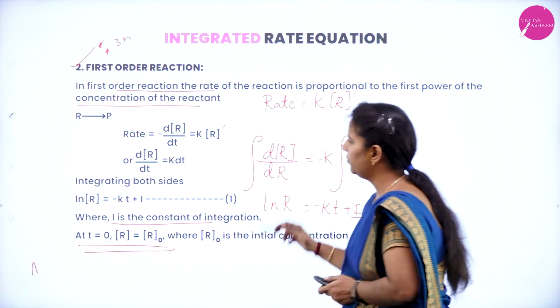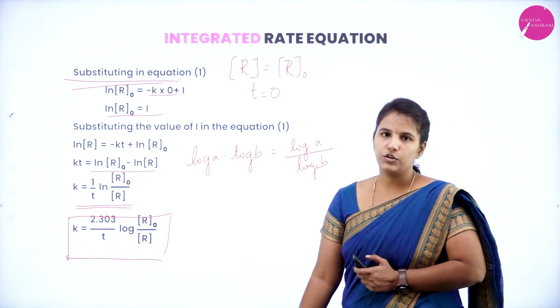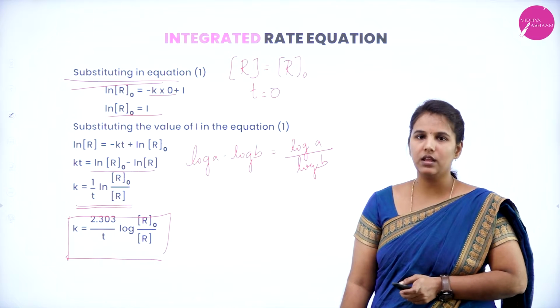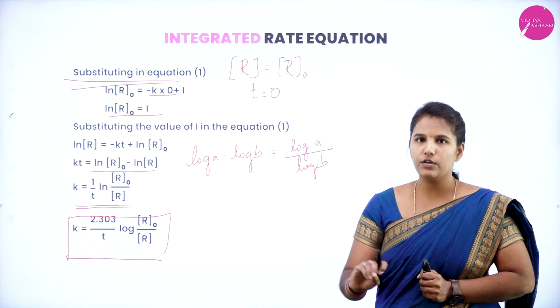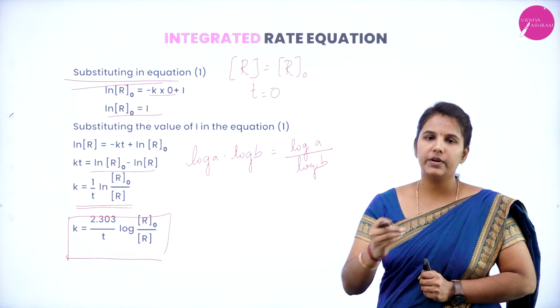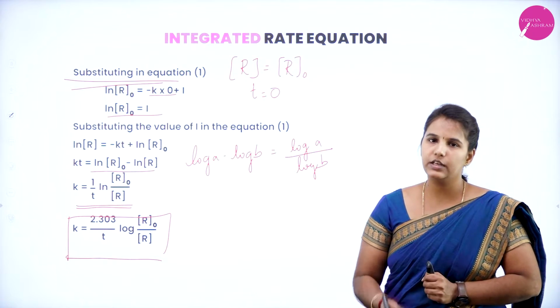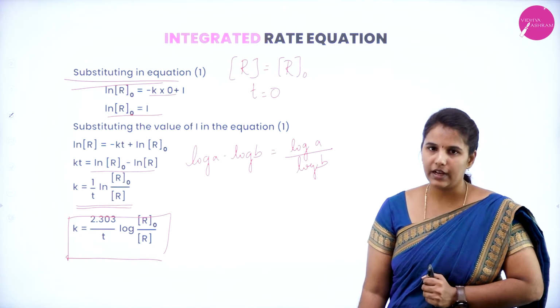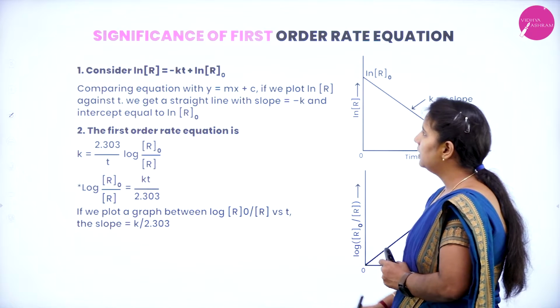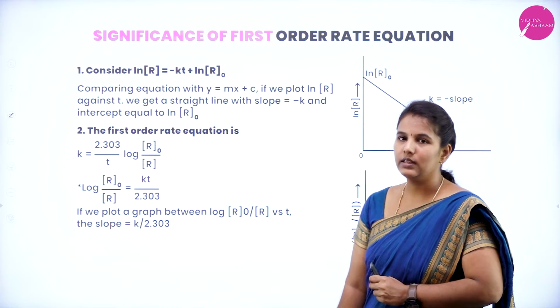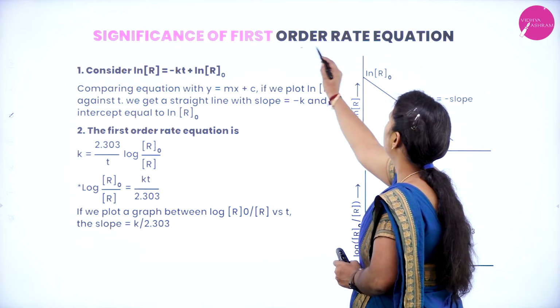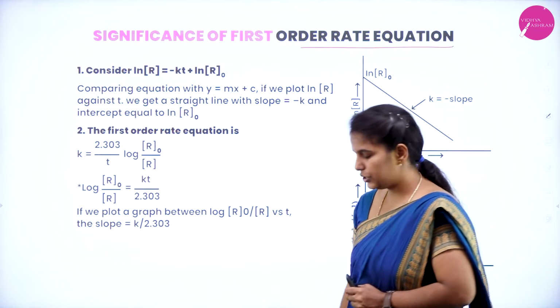You have to derive from here to here for the 3 marks, and it is very easy. The only thing is, pause the video, understand it, and practice repeatedly, then you will understand how to derive the equation. Now let us understand the significance of the first order rate equation.